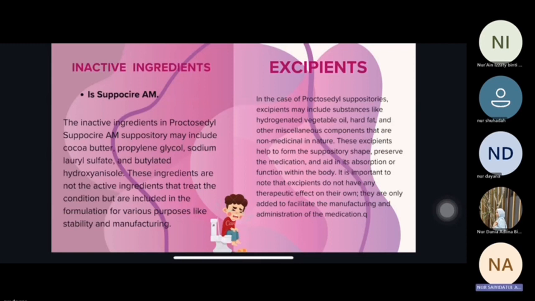Excipients: in the case of Proctoxide suppositories, excipients may include substances like hydrogenated vegetable oil, hard fat, and other miscellaneous components that are non-medicinal in nature. These excipients help to form the suppository shape, preserve the medication, and aid in its absorption or function within the body. It is important to note that excipients do not have any therapeutic effect on their own. They are only added to facilitate the manufacturing and administration of the medication.